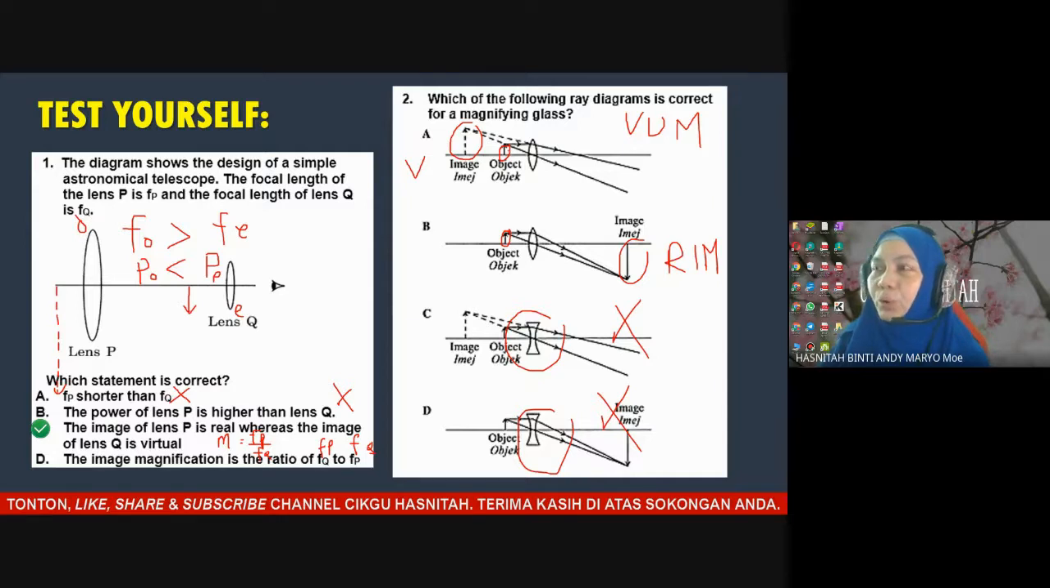And it follows the rules of drawing ray diagram for convex lens. Okay, this is the first rule: passing the optical center, continue to travel in a straight line. Second rule: travel parallel to the principal axis and then converge at the focal point. So this is the intersecting point. So the answer is A.